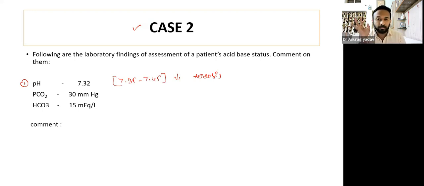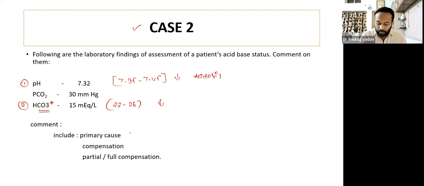Now, acidosis is there. Who is causing it? Is it metabolic or is it respiratory? That we are going to see next. I told you the second component we have to see is always bicarbonate. Bicarbonate 15. 22 to 26 is the normal range. Is it decreased? Yes. If base is decreased, will it cause acidosis? Yes. So who is the primary cause for this? The bicarbonate. So what is the case? Metabolic, because it is bicarbonate, it's a metabolic acidosis.